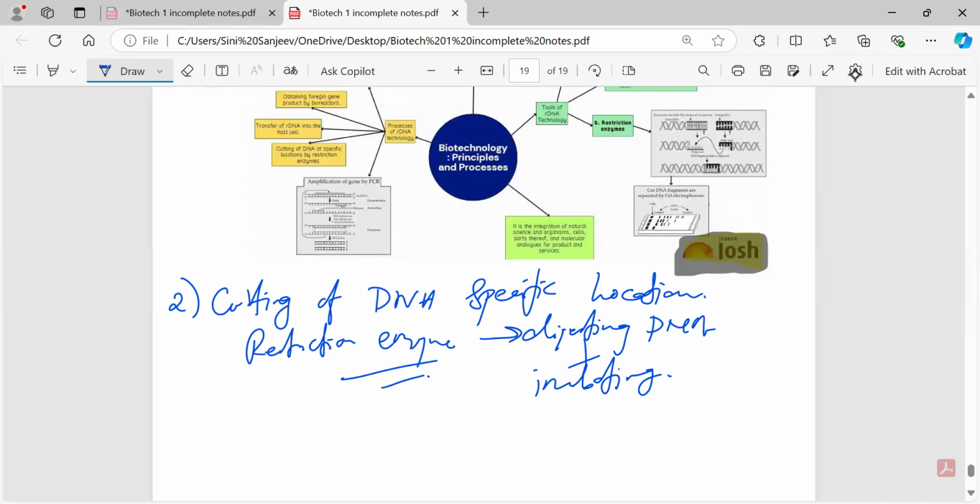So you're going to maintain what? Certain optimal conditions. After maintaining certain optimal conditions, what will the restriction enzyme do? It will go and cut the specific site of that DNA, and you're going to get DNA fragments which are cut at the specific location. Now you know what happens next. You have to isolate it.